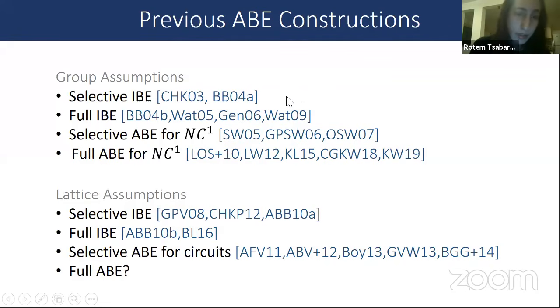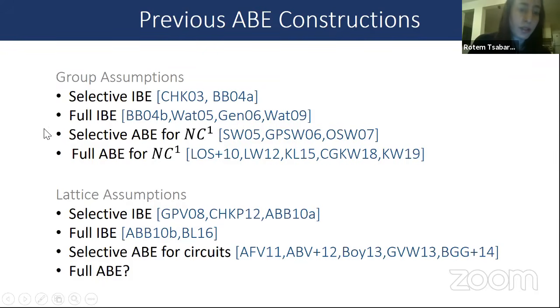So I remind that IBE is ABE where we only need to support the very restrictive function space where each function only authorizes a single attribute. So first, there were constructions with selective security and only for those point functions. Later, there were constructions that achieve full security, but still for this restrictive function space. Later, there came constructions that support a larger class of functions. So in bilinear groups, it's NC1, and from LWE, it's for circuits, but they both only have selective security.